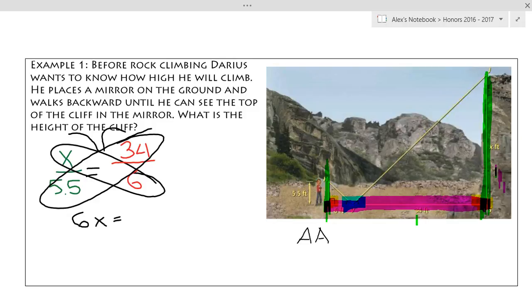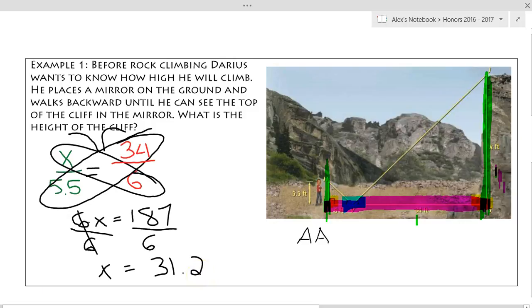These problems, you can use a calculator. I don't always expect you to do all the large multiplication in your head. So 34 times 5.5 is 187. Now I'm simply solving this. 6x is really 6 times x. So in order to solve, I've got to do the opposite. I've got to divide. My 6's go away. I am left with x, which equals 187 divided by 6. I'm going to round so that it's 31.2.